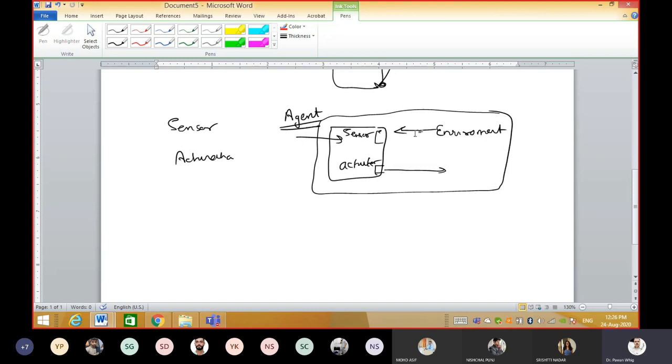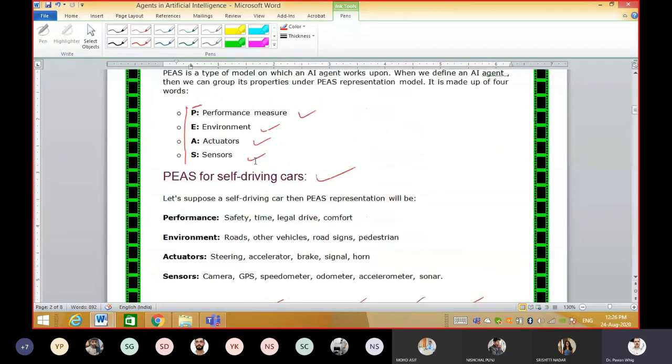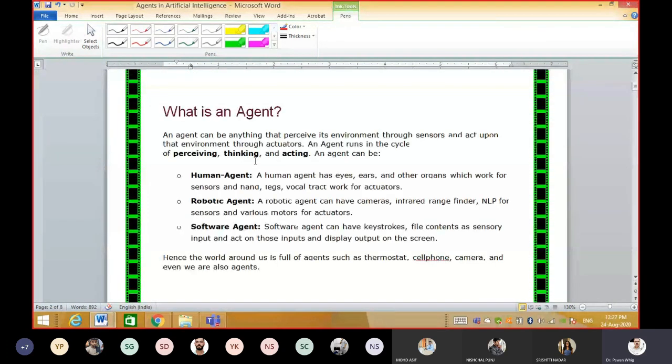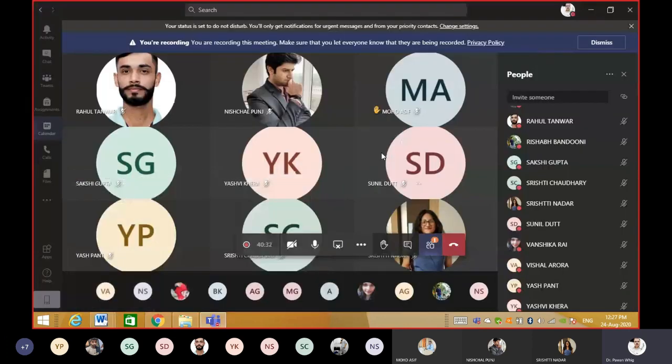What does the agent do? It takes an environment. See, in the lecture itself, it is described in the first line. An agent does the perceiving, thinking, and acting. So basically, it consists of two things. One is sensor, which is used for perceiving the things, and the other is the actuator. Actuator is for acting on a thing. So I think now it is clear to you.